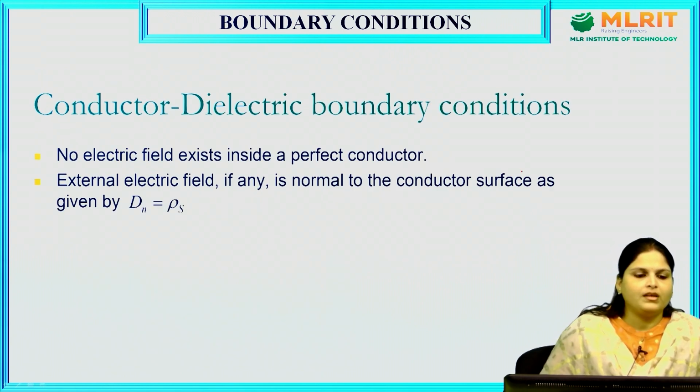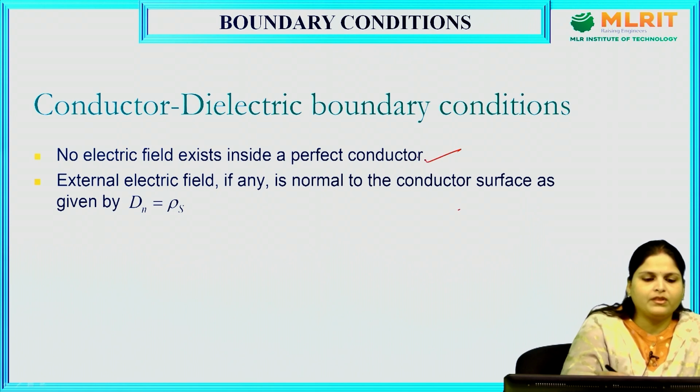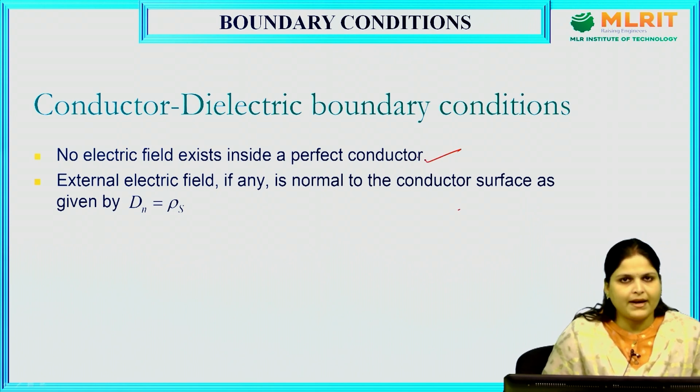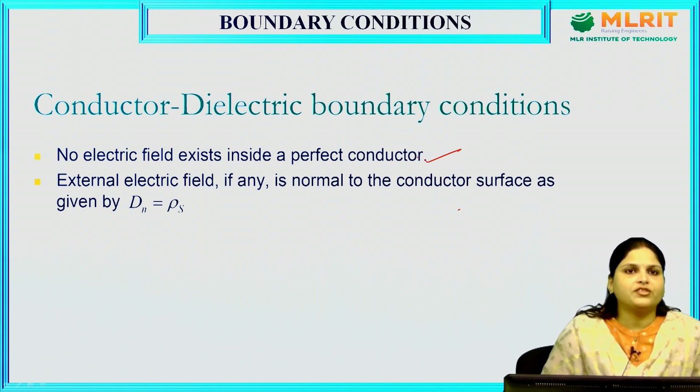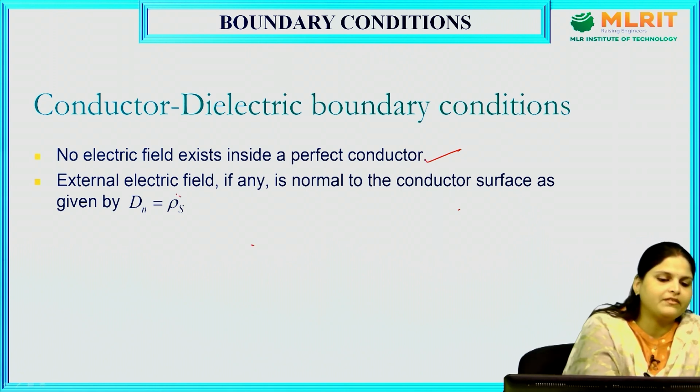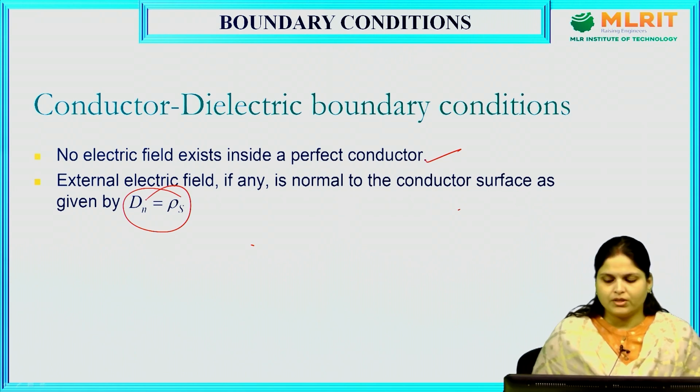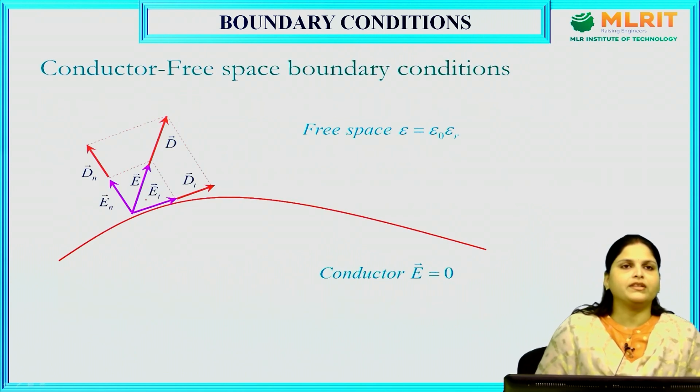Okay, so some conclusions we can find, with what we discussed already: no electric field exists inside a perfect conductor, and the external electric field, if any is there, is normal to the conductor surface, which is given by Dn is equal to rho s. So this was the conductor dielectric boundary condition.